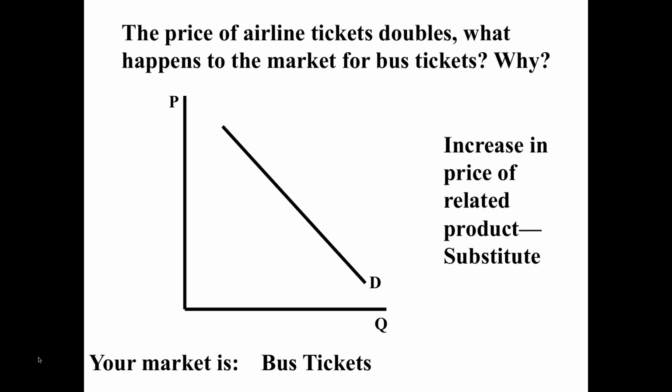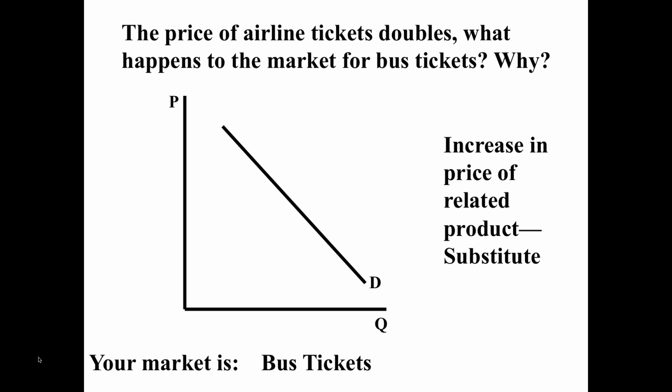So you definitely want to tell me what your determinant is. Once you figure out the determinant, then you can go ahead and shift the demand curve the right way. We have the price of airline tickets doubling, and then what happens to the market for bus tickets? If the price of airline tickets doubles, people are going to substitute out of buying those airline tickets. They're going to want to buy bus tickets. So therefore, the demand for bus tickets is going to go up. And that's the market we're looking at right here.